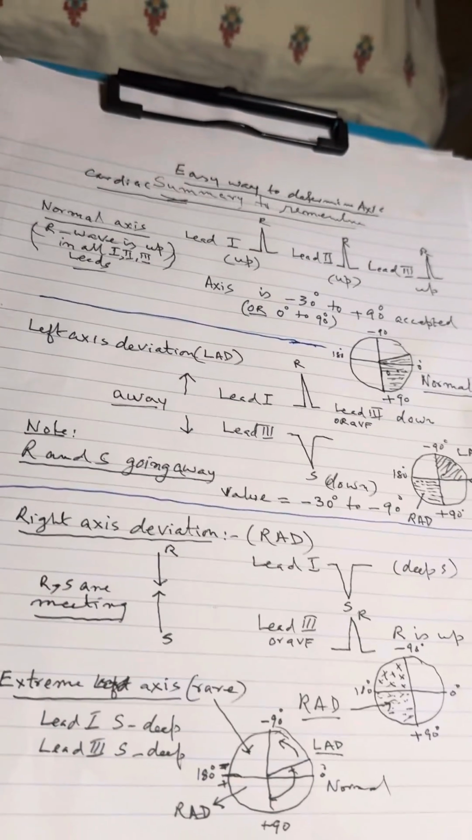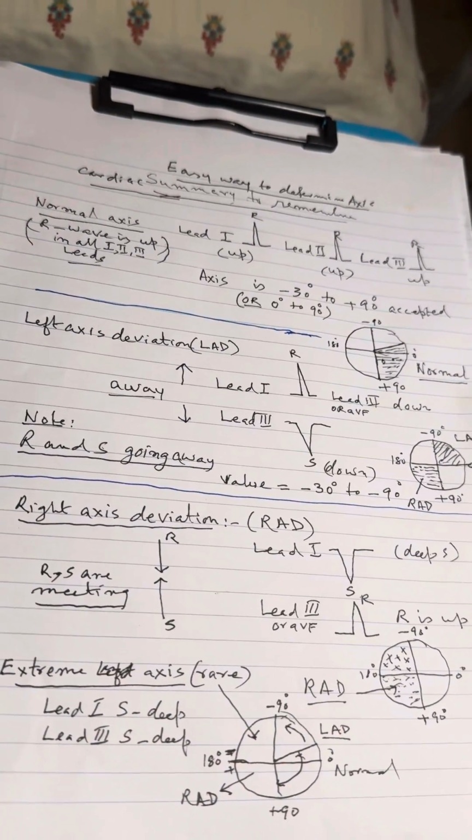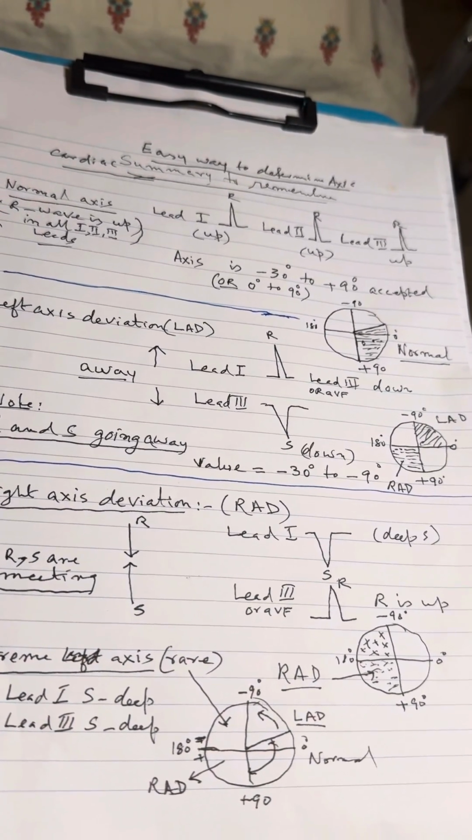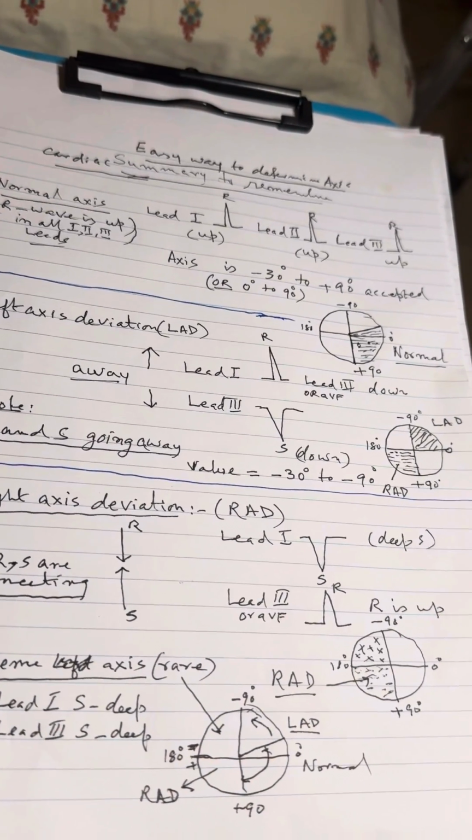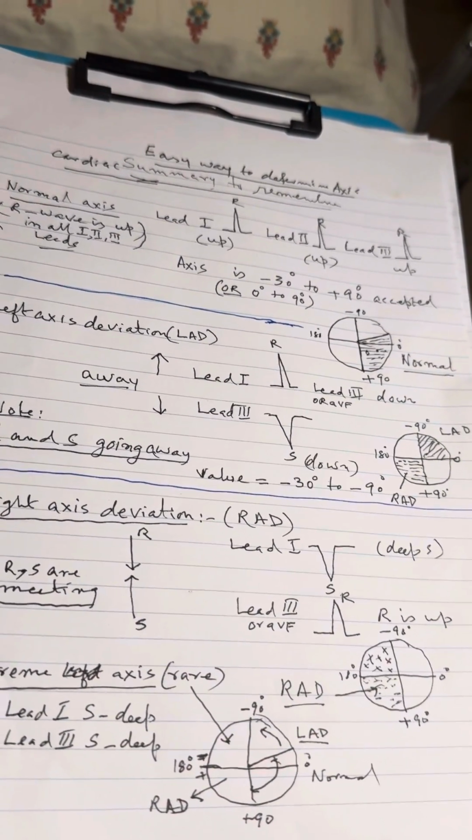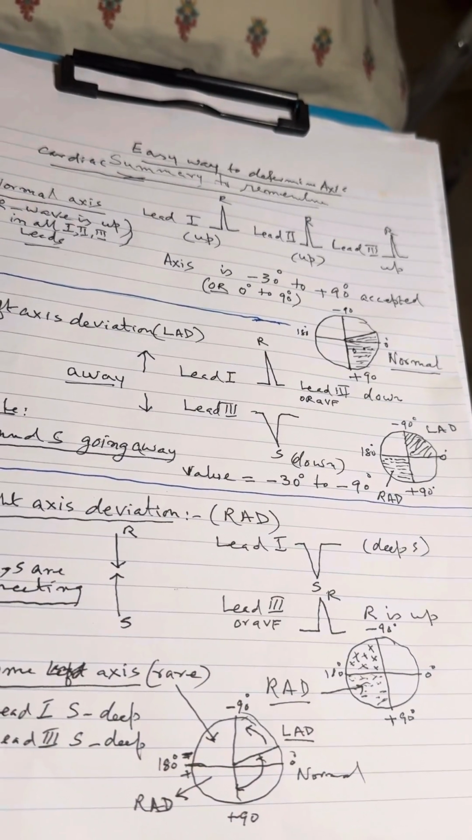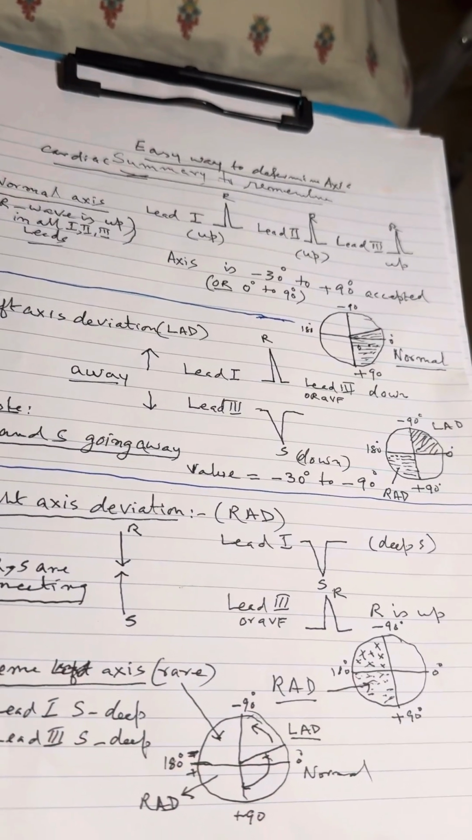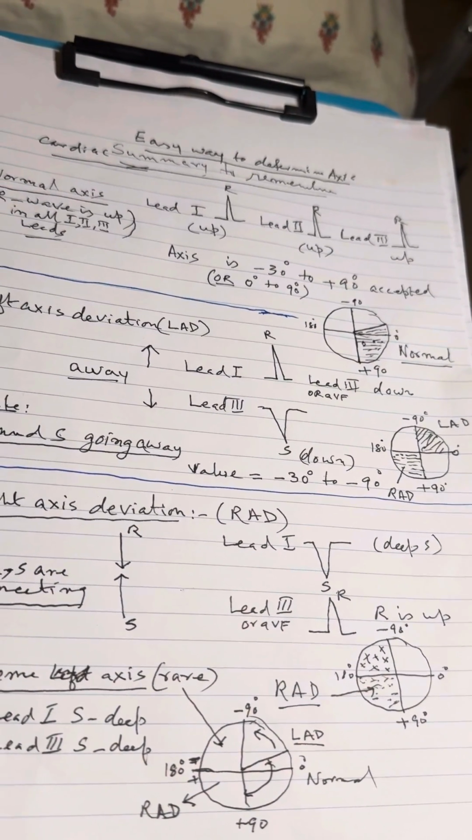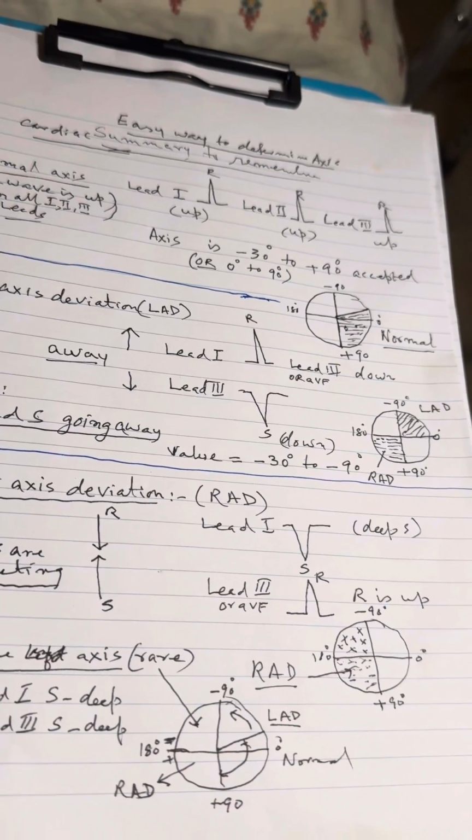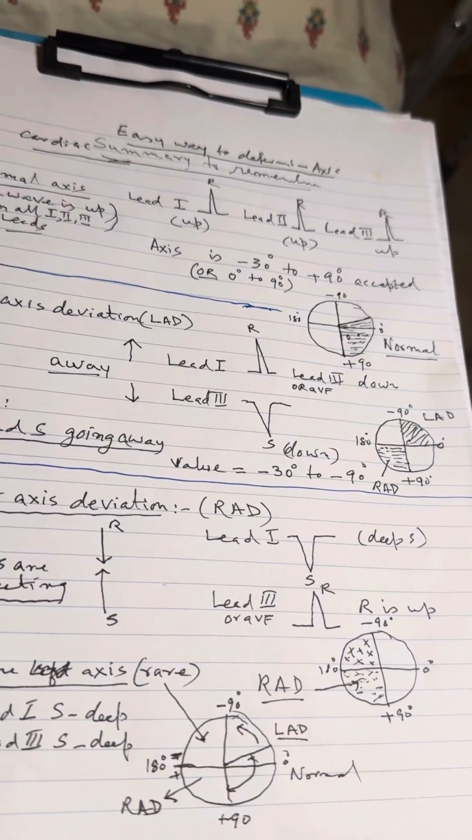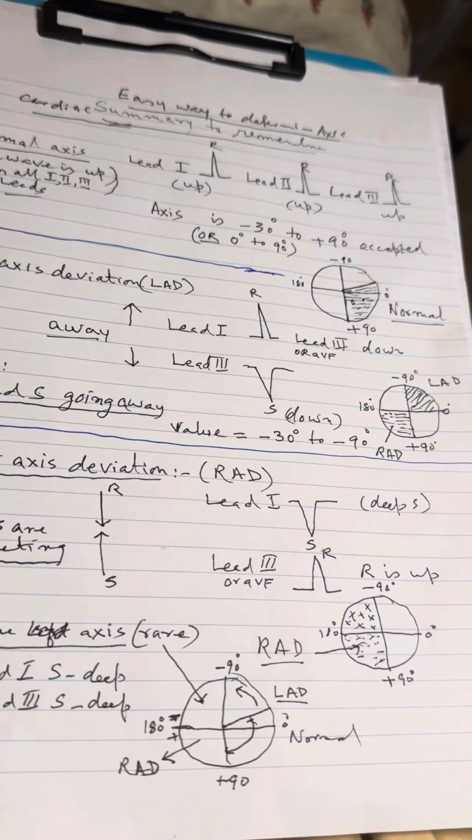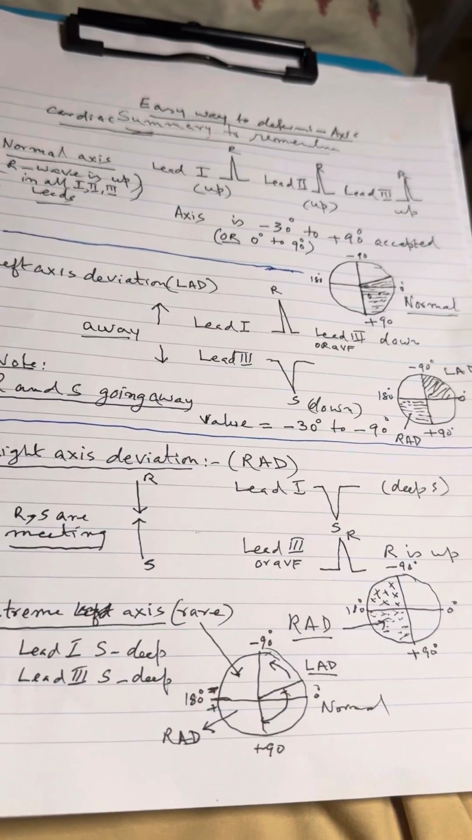Now, the last one: what do we mean by right axis? In right axis, if you see lead 1 and lead 3, you will find a deep S in lead 1 and a tall R in lead 3. That means S and R are meeting. They are towards each other. This is the right axis deviation.